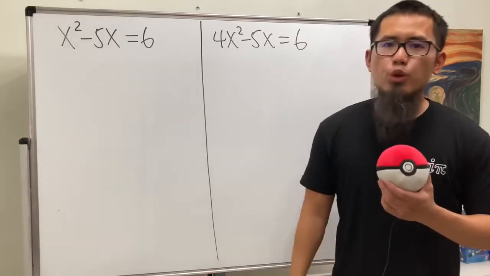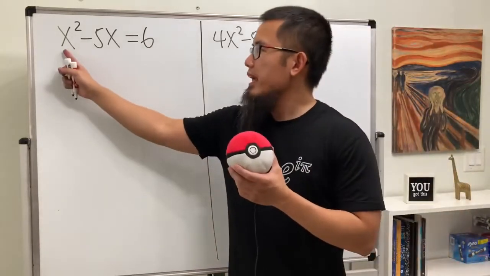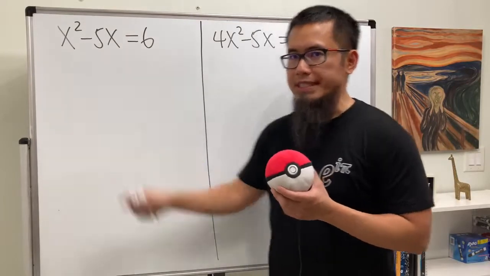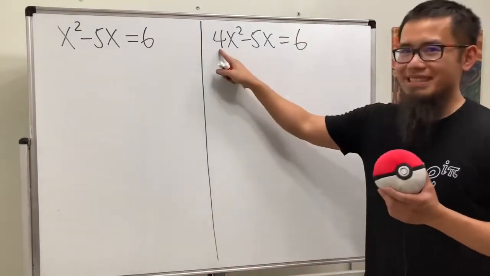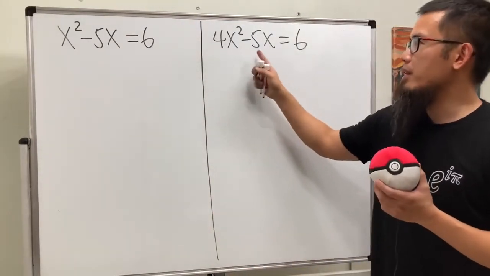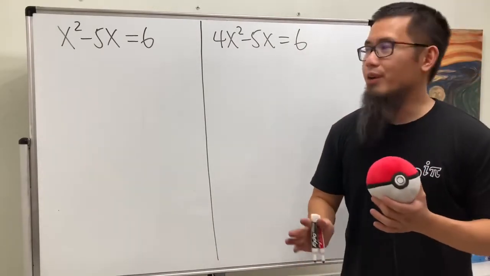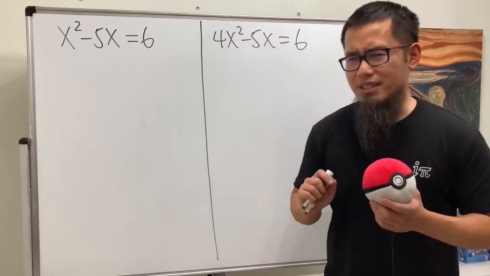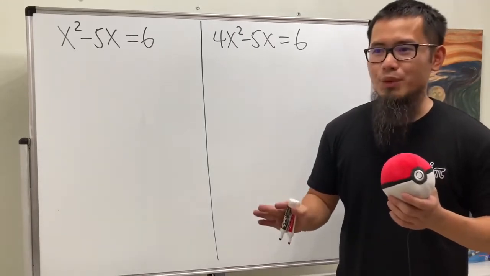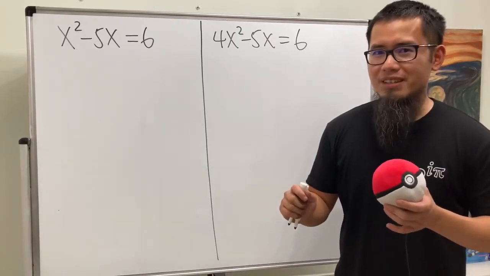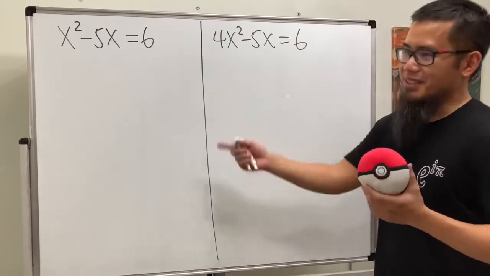Okay, two quadratic equations on the spot. The first one is x squared minus 5x, that's equal to 6. And for the second one, we have this extra 4 right here: 4x squared minus 5x equals 6. So pause the video and think about which one is easier first, and do the easier one. I think I just told you the answer, huh? That one. Alright, let's just do it.